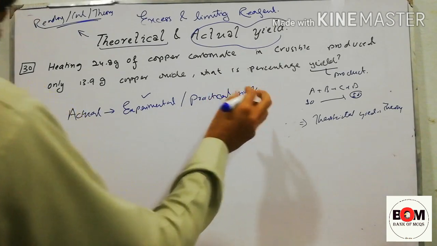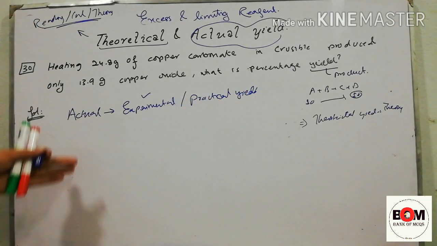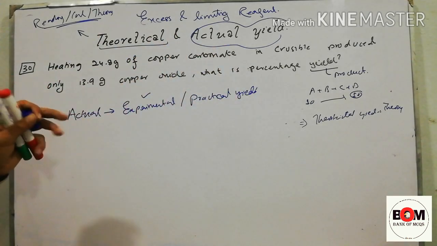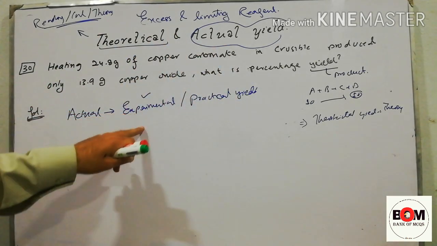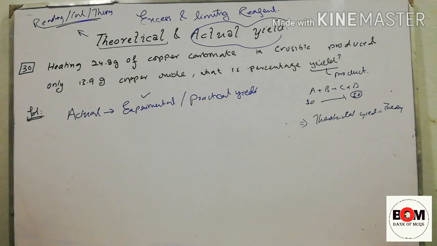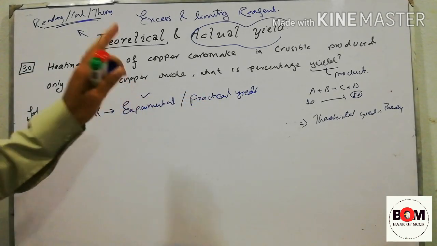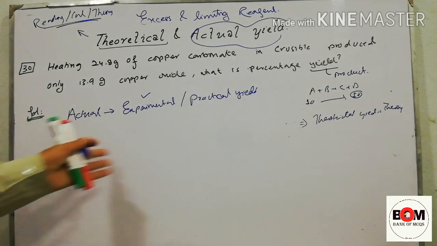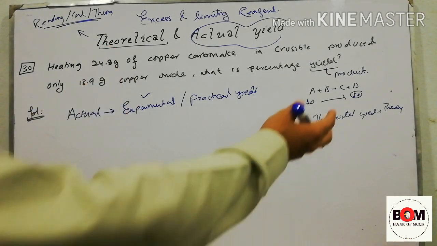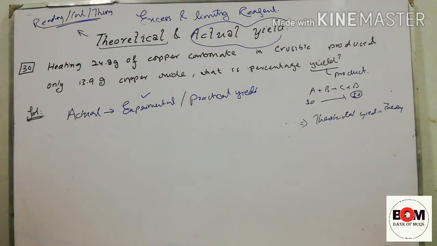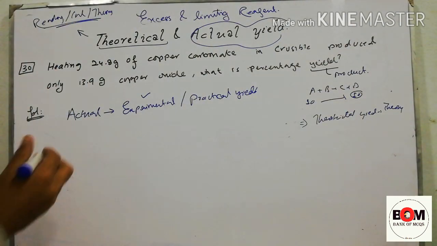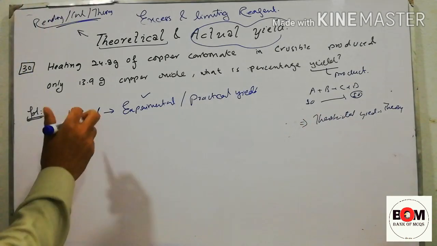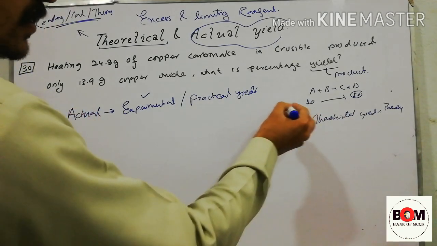The yield or product that we obtain by using an experiment as a result of practical work is the actual yield, or experimental yield, or practical yield. But all the yield that we give on the basis of just calculation is called theoretical yield. If we calculate, we may get 10 moles of D, but in the laboratory we will not get the theoretical yield, we will get the actual yield, and this actual yield will be less than the theoretical.